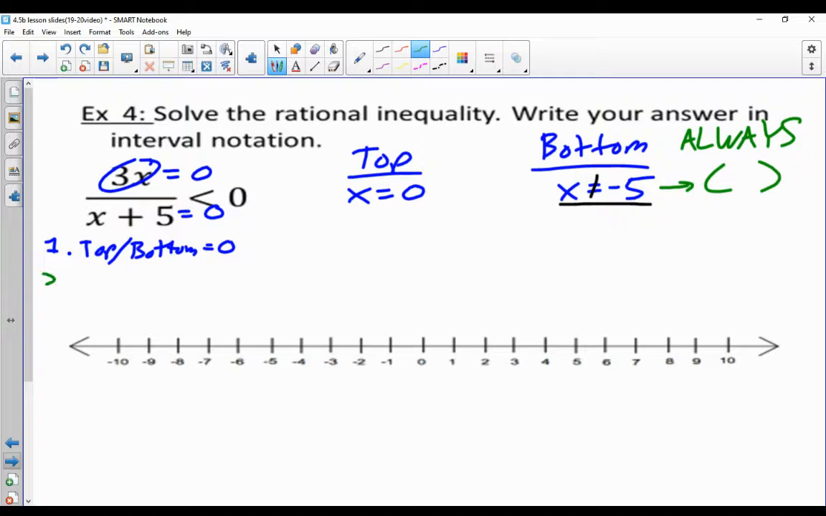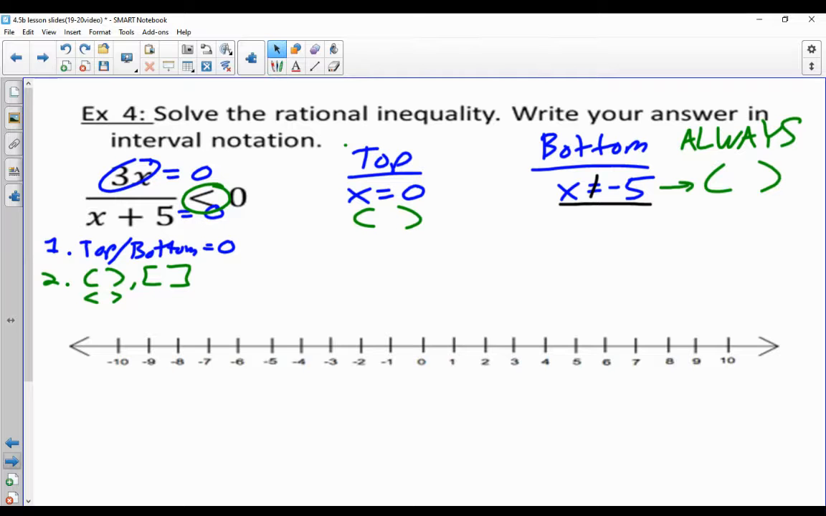Which moves us on to the second step. Do we get open or closed? Again, we already took care of the bottom. Top will depend on the inequality. It is strictly less than or strictly greater than, which means it is also open parentheses this time. Okay, so that takes care of part 2, easy peasy.